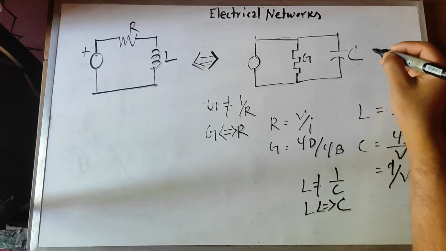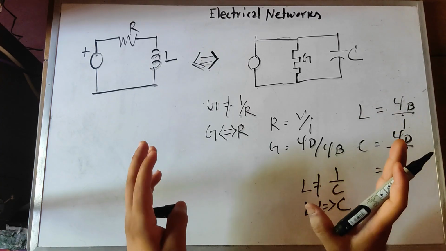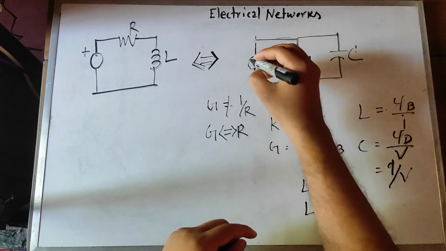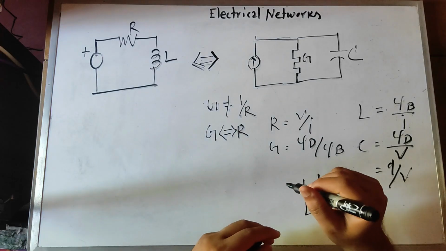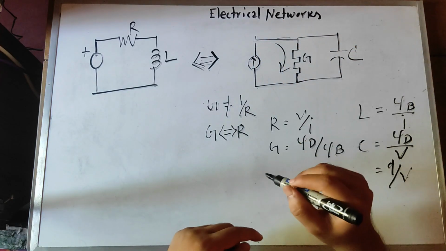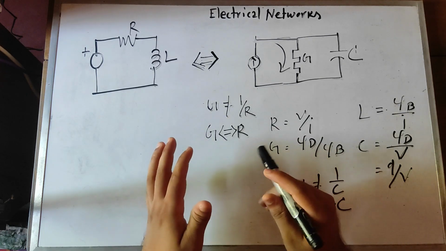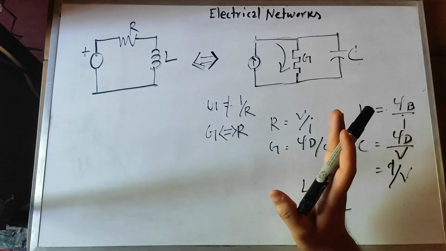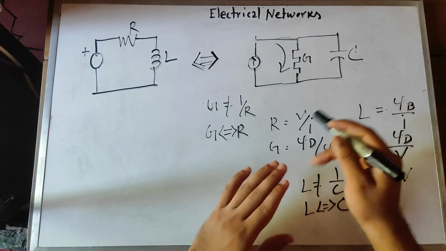So this is C, the parallel electromagnetic dual circuit. This is the current I, and the current direction is like this. So this is the dual network. For the series RL circuit, its dual is the parallel GC circuit.